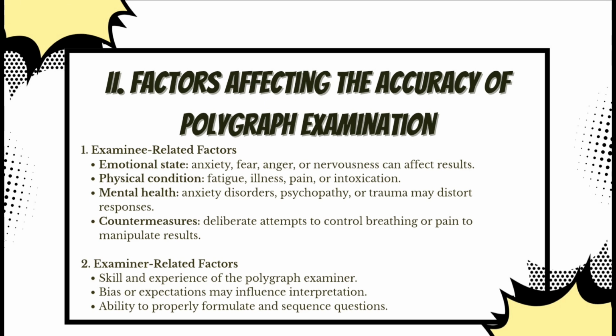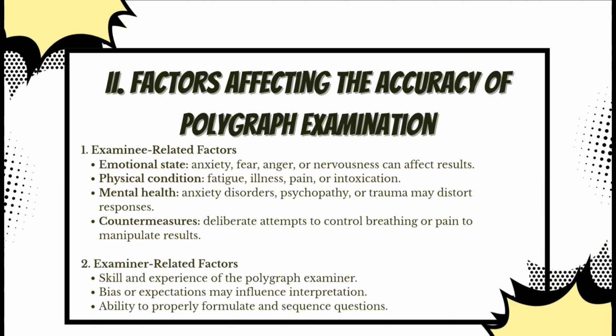For example, if a person feels nervous, scared, or anxious, their body may react strongly even if they are telling the truth. Also, if they are tired, sick, or under the influence of alcohol, the result can be affected. In some cases, mental health conditions or trauma can also change a person's response. And sometimes, a person may try to control their breathing or cause themselves pain on purpose just to trick the machine.